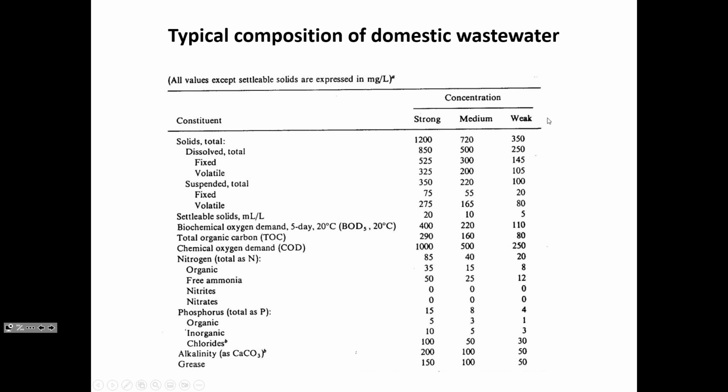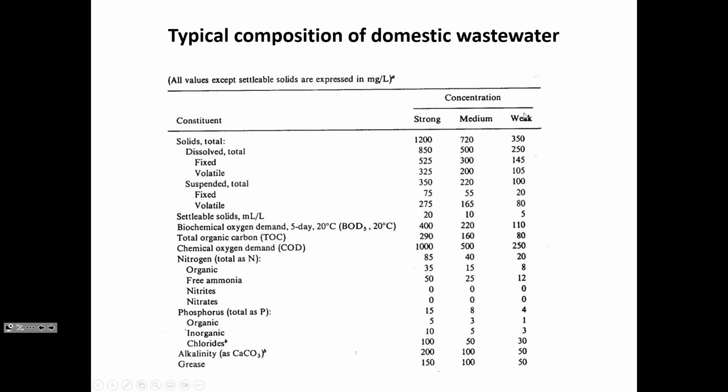So different texts have different typical baseline concentrations for what's considered a strong, medium, and weak domestic wastewater. So this is a text that I've used before. It's different from ours, that suggests a weak domestic wastewater would have biochemical oxygen demand in the range of about 110 milligrams per liter, whereas on the strong end of the spectrum, maybe you'd have 400 milligrams per liter. And whether your wastewater is strong, medium, or weak in part depends on how much infiltration and inflow there is.